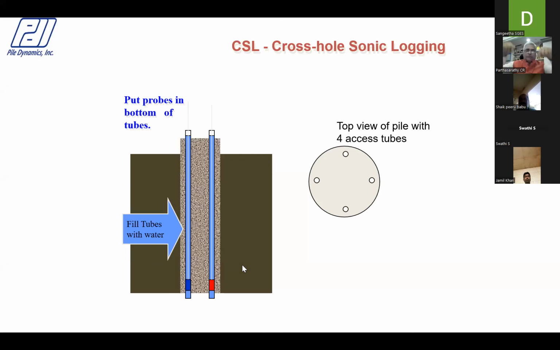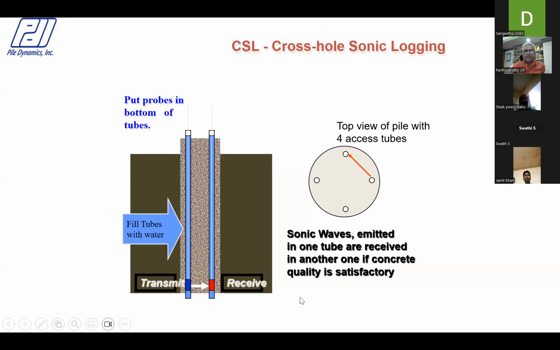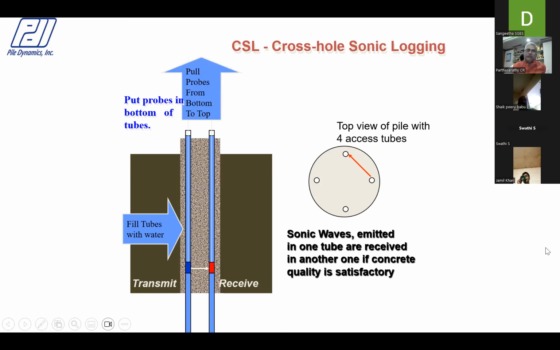So as you lower the probes to the bottom, one is the transmitter, the other one is the receiver. The sonic wave is emitted from one tube and received from the other one. And as you pull the probes up, bottom up, at every 50 millimeters, it scans the time the sonic wave takes to travel from the transmitter to the receiver. If the concrete is homogeneous, the time is the same, the wave speed is the same, the velocity is the same. So if you have a major defect at any location, then you see a delayed time of arrival. So that indicates there's some anomaly in the shaft.